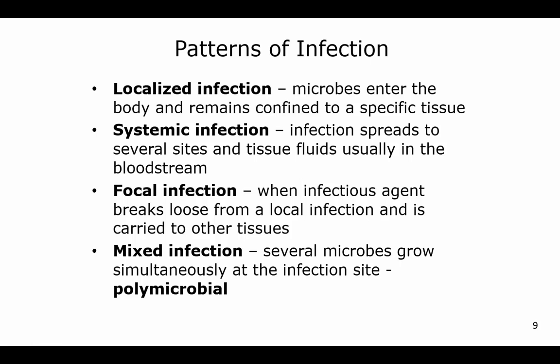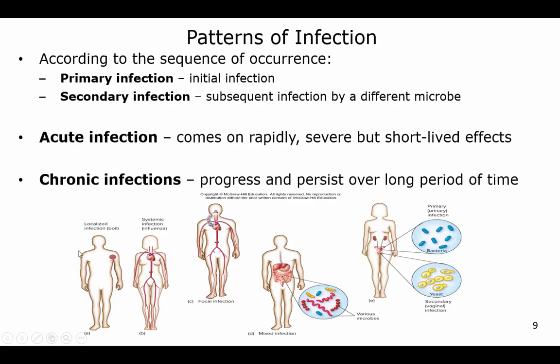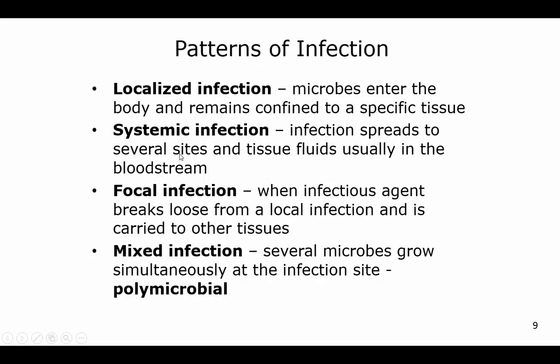All right, infections. Well, you can have a localized infection, a systemic infection, a focal infection, and a mixed infection. So localized is just what it means. It means that it enters the body and it remains confined to a specific tissue. So if we look at this picture here, localized infection, let's say if someone has a boil under their arm, the infection is clearly localized just in that one area. Well, systemic is just that, system-wide, and it usually travels in the bloodstream. And so what are we going to see there?